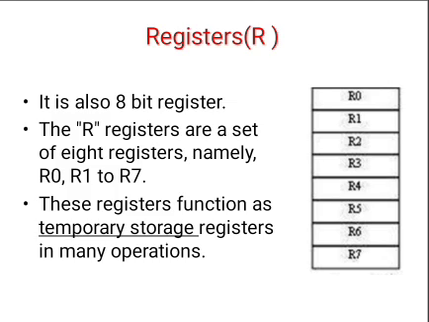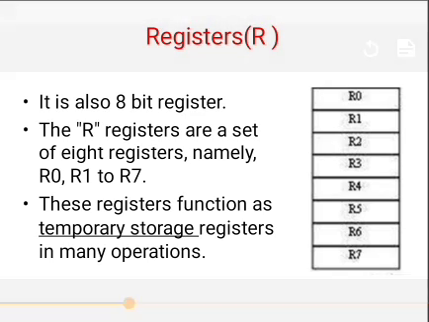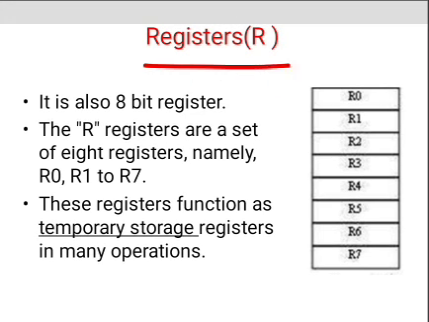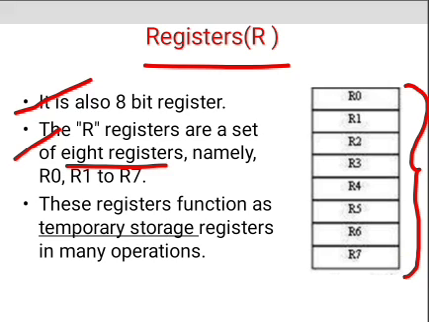And next is the R register. It is also an 8-bit register. The R register has a set of 8 registers, namely R0 to R7. These registers function as temporary storage registers in many operations.